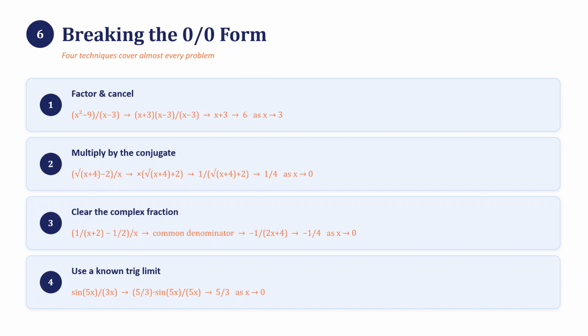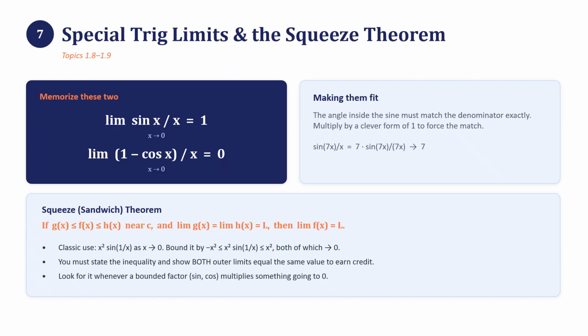Alright, for breaking the 0 over 0 form, you would factor or cancel, multiply by the conjugate, clear the complex fraction, or use a known trig limit. We'll be going over those soon.